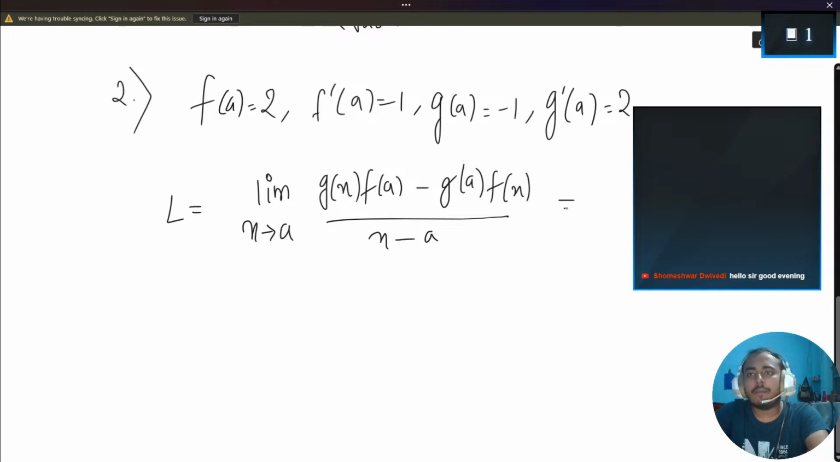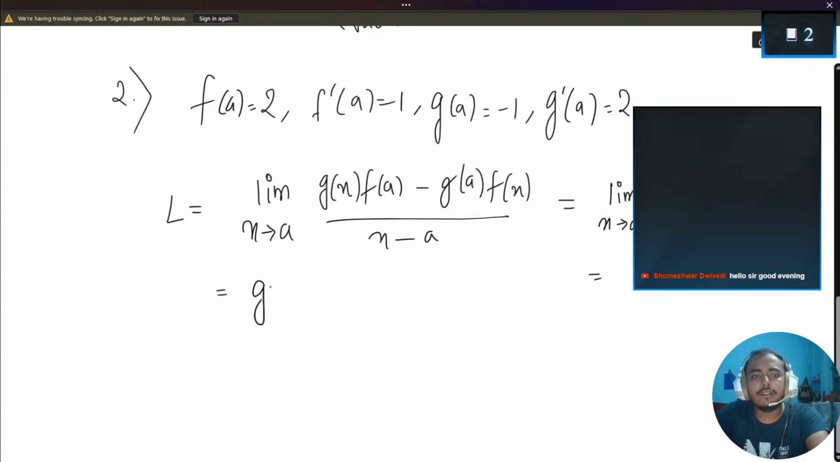Well, using L'Hopital, obviously, this is very easy because you simply can check that this is 0 by 0 form by putting in the value a. You can write limit x tends to a. Differentiating above, we get g prime x into f of a minus g of a into f prime of x, which simply gives you the value.